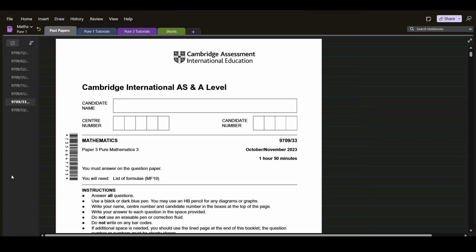In this video, we'll be solving the October-November 2023 question paper 33, that's Pure Maths 3, for the CIE A Level Maths 9709 exam board.